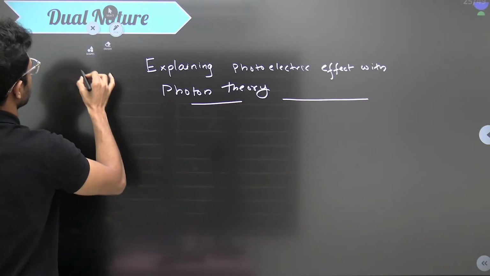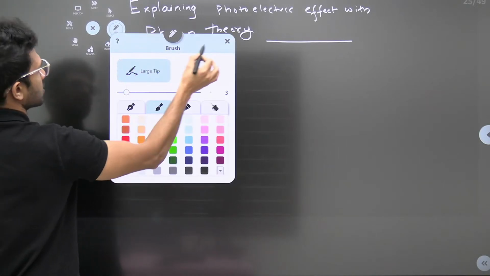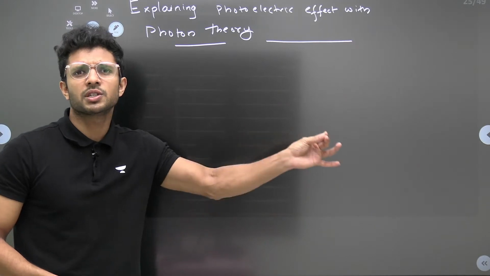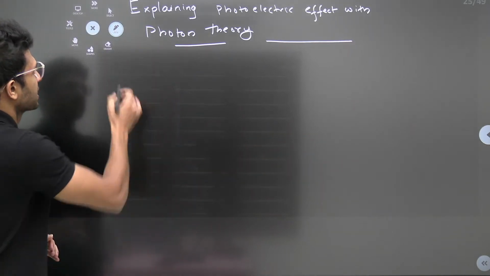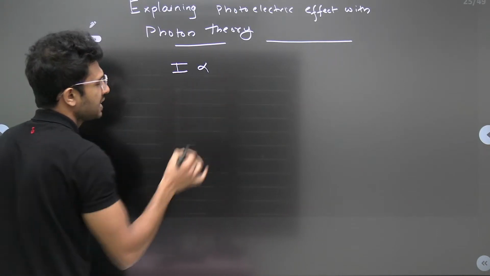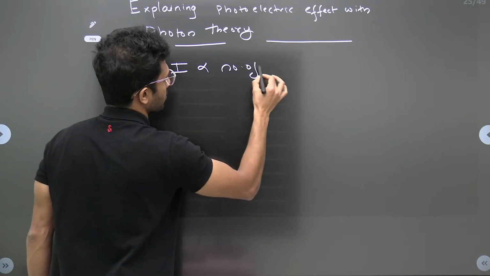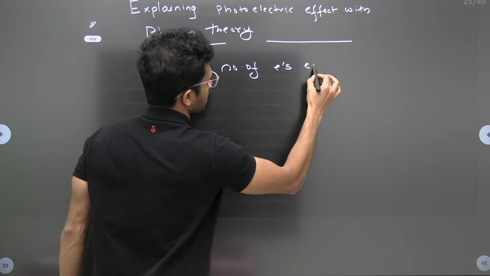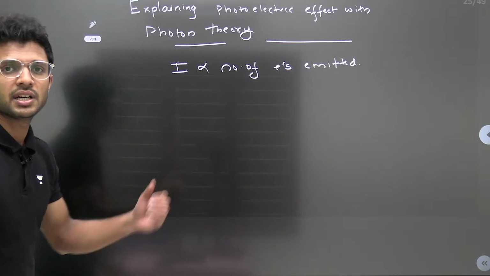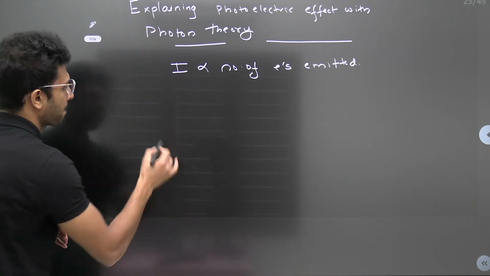Okay, so we'll start. Okay, shall we begin? ठीक है. Tell me, what was the first observation that was made in photoelectric effect? What was the first observation? The first observation was intensity is directly proportional to number of electrons emitted. Isn't it? Yes. Let's see whether the photon theory or the particle nature of light can explain this part.